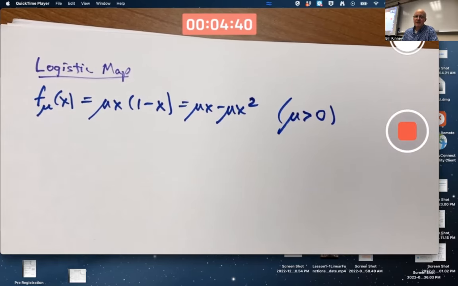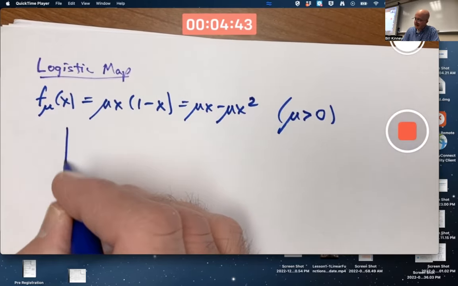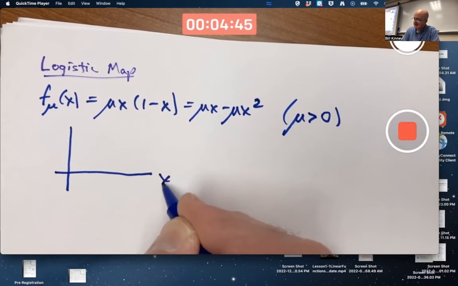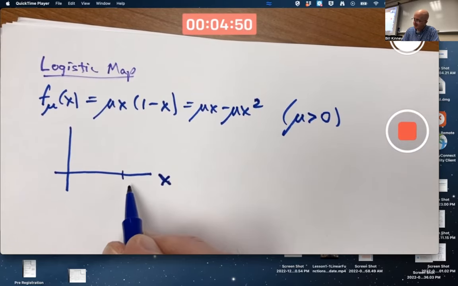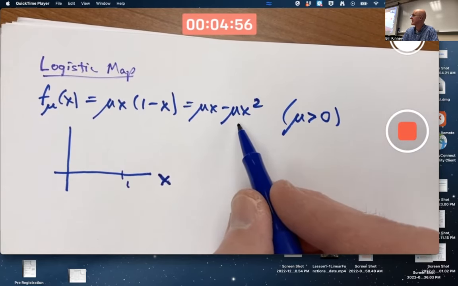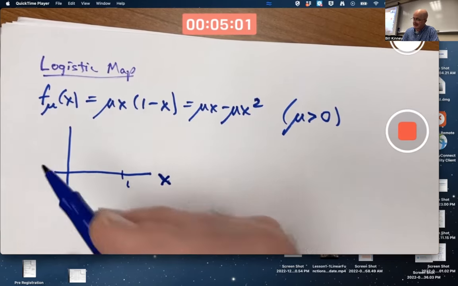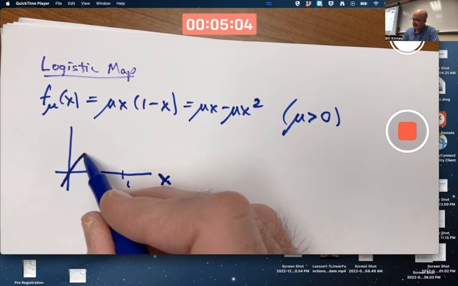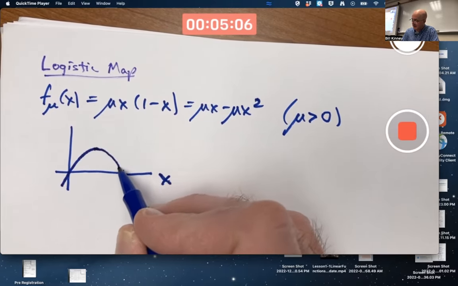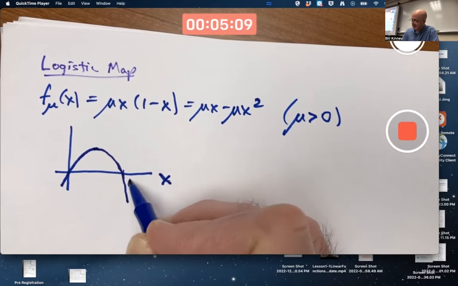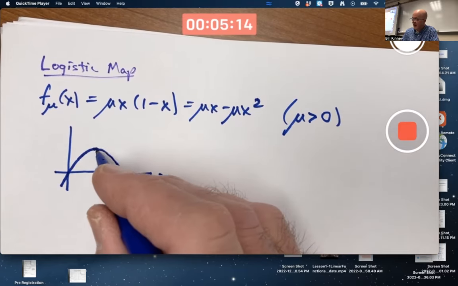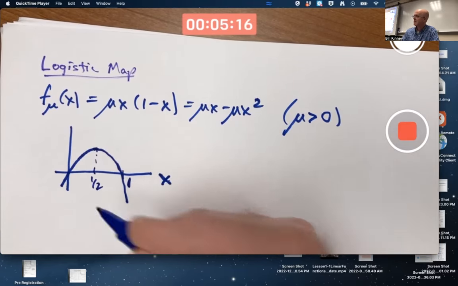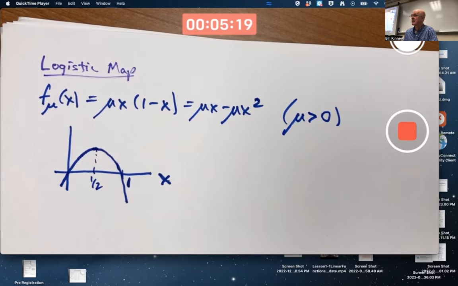If you think about the graph of this, in the case where mu is positive, the x-intercepts by the factored form are going to be at 0 and 1. Because negative mu is in front of x squared, the graph is going to be an upside down parabola. I'm not saying what mu is, so I'm not saying how high it goes, though the maximum would occur at 1/2, halfway between the x-intercepts.